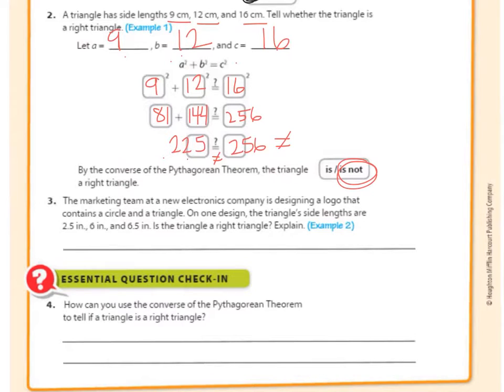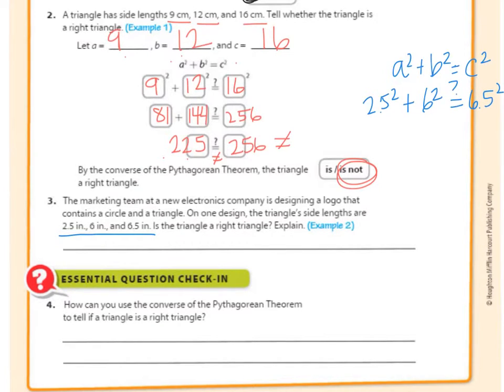Moving right along into number 3. The marketing team at a new electronics company is designing a logo that contains a circle and a triangle. On one design, the triangle's side lengths are 2.5 inches, 6 inches, and 6.5 inches. Is the triangle a right triangle? So what we need from this is those side lengths. We're going to plug those into our Pythagorean theorem, and I'm going to do this work up here. I'm going to use my 2.5 as a. So 2.5 squared plus 6 squared is maybe equal to 6.5 squared.